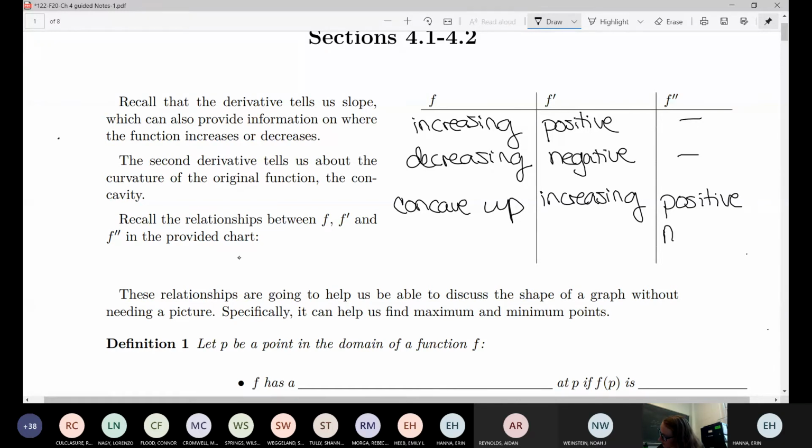And then if the second derivative is negative, the first derivative is decreasing, and the first derivative is concave down. The original function, I'm sorry, the original function is concave down. I'll give you 5 seconds to write that down.